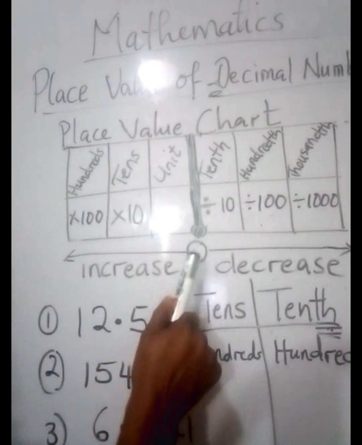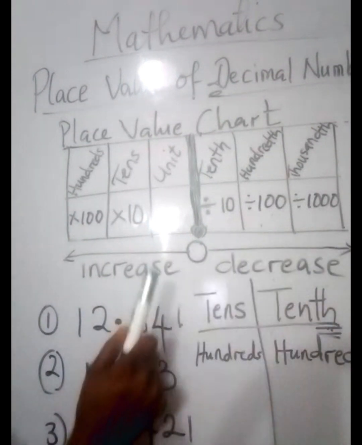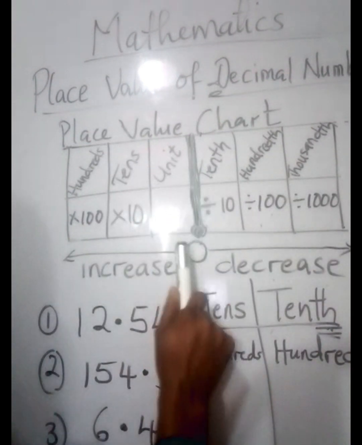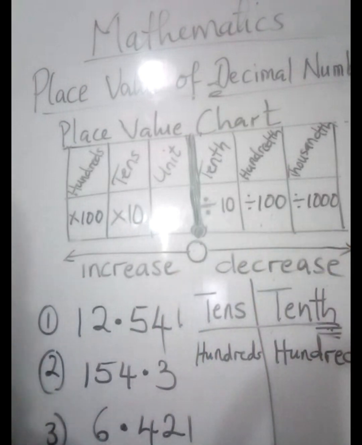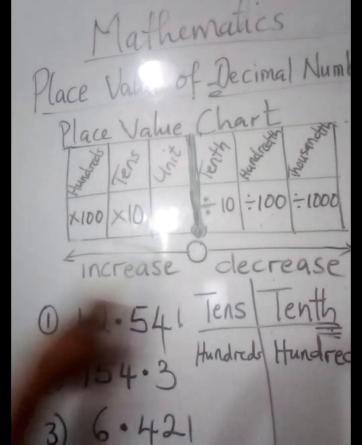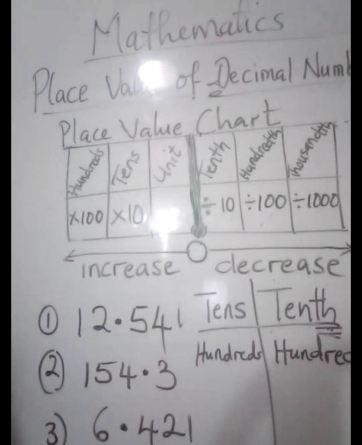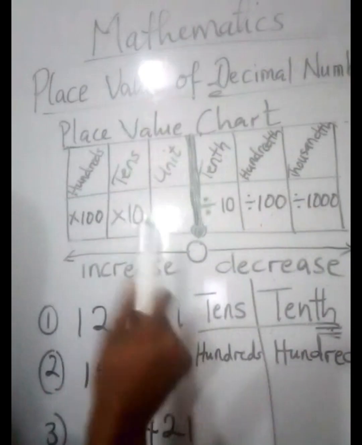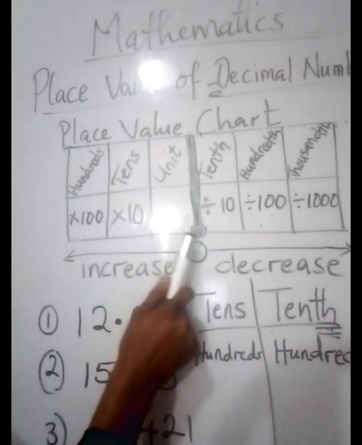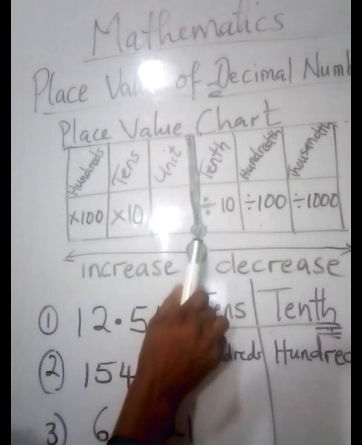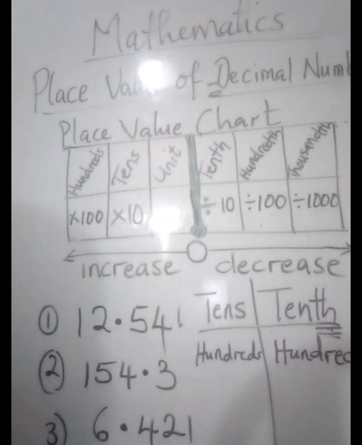Okay, and if you look at the arrow I drew beneath here, it means as you move from the unit towards the right, the value of these numbers keeps decreasing. Their values keep decreasing, reducing, going down. But as you move towards your left of this boundary, the value increases. And mind you, whatever you have on this right side of this boundary is less than whole. It's not a whole number. Okay, all the whole numbers you have are towards the left of this point. Please take note of that.